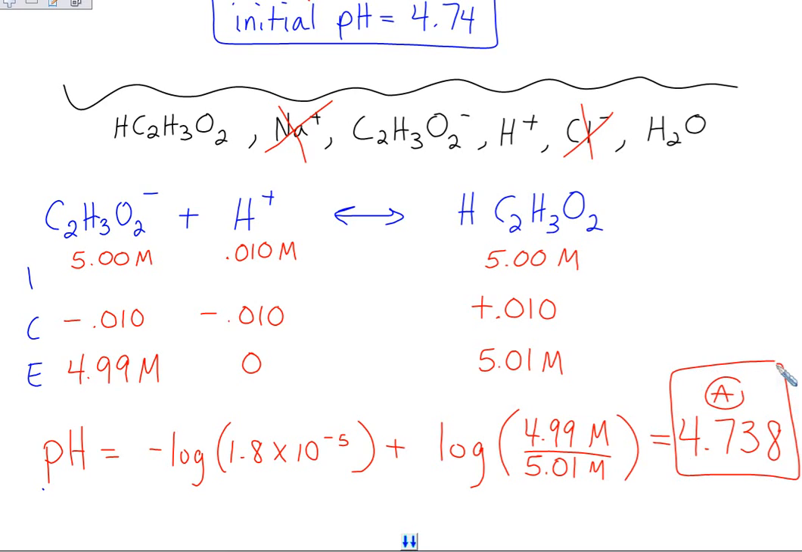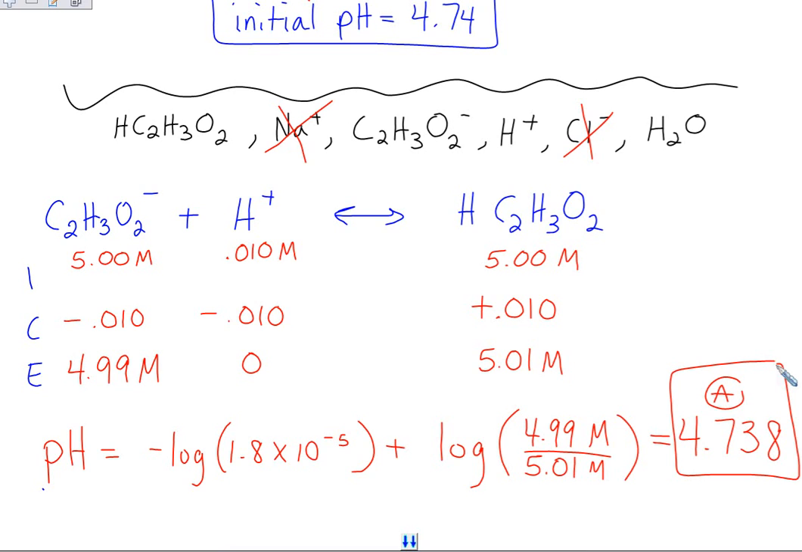The pH barely changed. The original buffer was 4.74. If I would have left that at 2 decimal spots, I wouldn't have even noticed a change. That's why I just wanted to leave a little bit more precision at the end there, so we can see that there is a change. We added some strong acid hydrogen. The pH dropped slightly, ever so slightly.